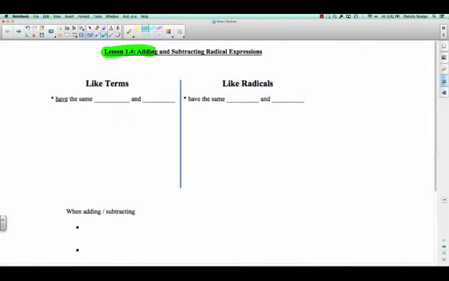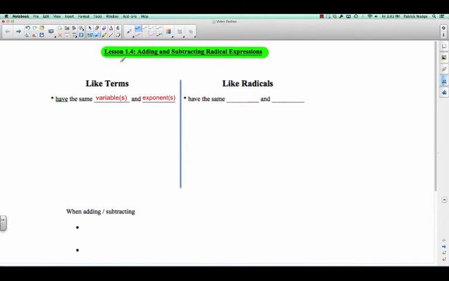Section 1.4 is on adding and subtracting radical expressions. I think this is another section we worked on last year a little bit. So we're going to be looking at like radicals, but I thought I'd compare it to like terms. Remember, like terms is when we added and subtracted polynomials, binomials, monomials, trinomials, all that kind of stuff. When you combine like terms, you have to have the same variable, or variables if there's more than one variable, and you need to have the same exponent, or exponents if you have more than one exponent.